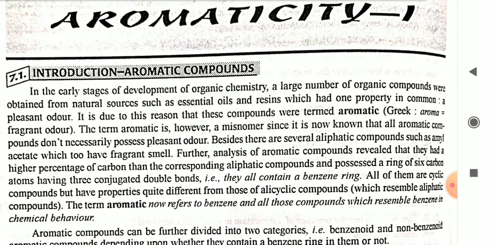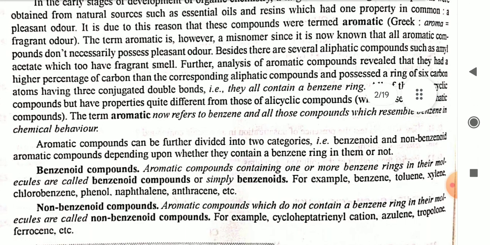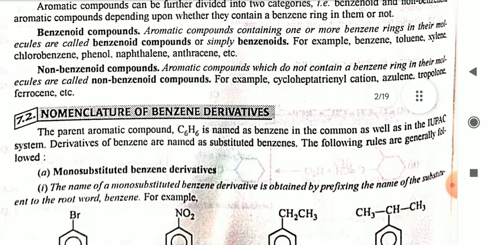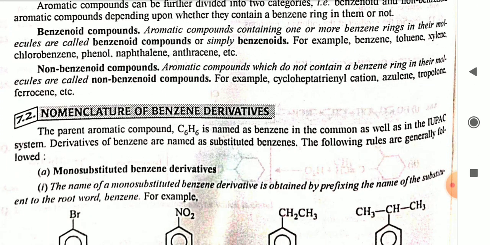Aromatic compounds are further divided into two categories, benzenoid and non-benzenoid, depending upon whether they contain a benzene ring in them or not. Benzenoid compounds: aromatic compounds containing one or more benzene rings in their molecules are called benzenoid compounds or simply benzenoids. For example, benzene, toluene, chlorobenzene, phenol, naphthalene, anthracene, etc.